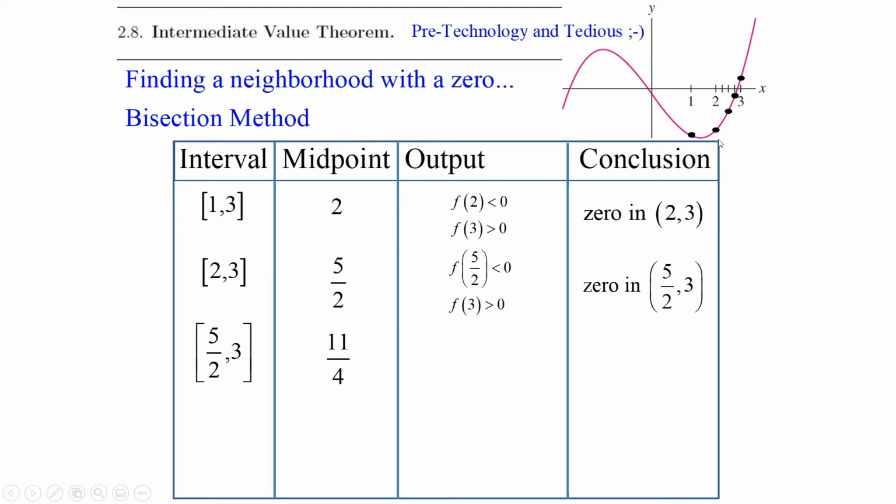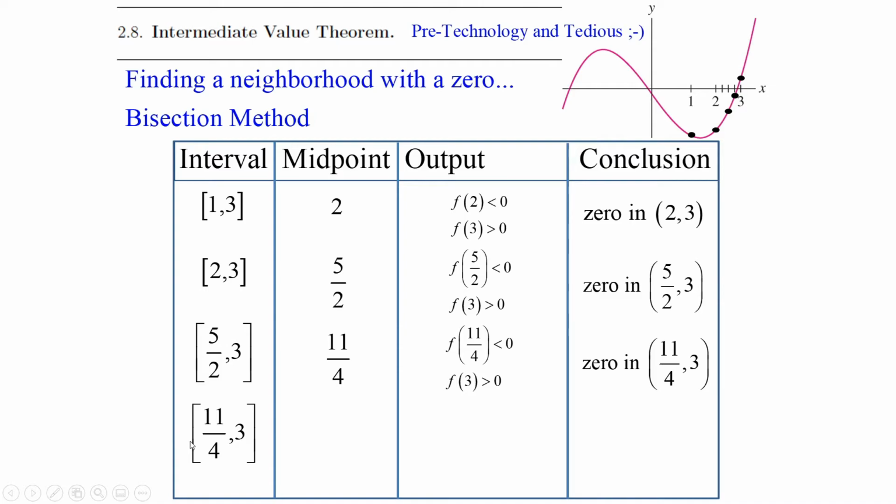And we're still negative. So now my outputs are F of 11/4 and F of 3. And F of 11/4 is less than 0. F of 3 is still greater than 0. So now my conclusion: the 0 has to be in the open interval between 11 over 4 and 3. Now let's practice with fractions a little more here. This open interval now becomes my closed interval that I'm going to check over here.